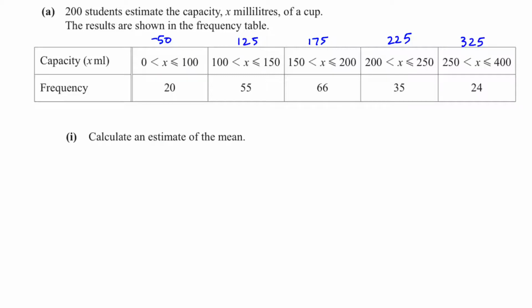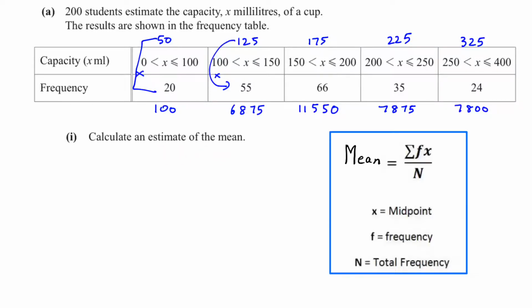After that, we multiply the midpoint with the frequency. So 50 multiplied by 20, 100. 125 multiplied by 55. When you multiply all the numbers, this is what you will get. 175 multiplied by 66, 225 multiplied by 35, and so on. To find the estimate of the mean, we use the formula: mean is equal to the sum of the frequency multiplied by the midpoint, divided by n. We found the frequency multiplied by the midpoint. N is the total frequency, which is 200. So we are just going to replace everything.